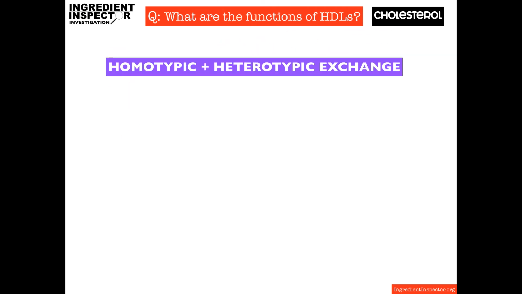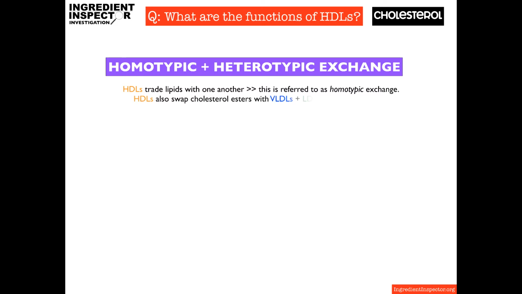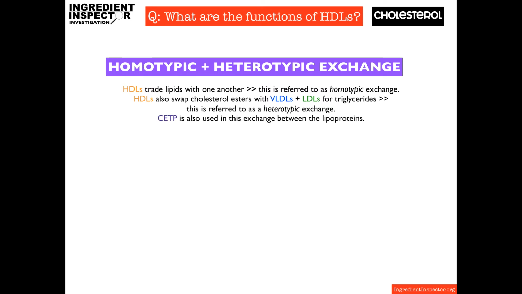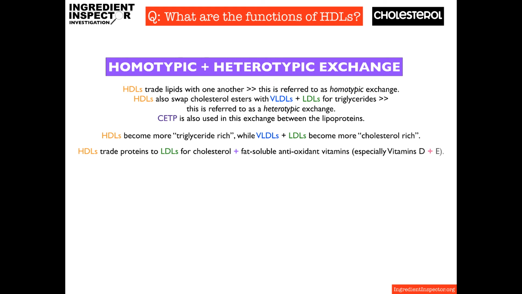Also in the functions of HDLs, homotypic and heterotypic exchange. HDLs trade lipids with one another. This is referred to as homotypic exchange. HDLs also swap cholesterol esters with VLDLs and LDLs for triglycerides. This is referred to as heterotypic exchange. CETP is also used in this exchange between the lipoproteins. HDLs become more triglyceride-rich while in the bloodstream, while VLDLs and LDLs become more cholesterol-rich. HDLs trade proteins to LDLs for cholesterol and fat-soluble antioxidant vitamins, especially vitamins D and E. HDLs deliver vitamin E to endothelial cells that line the walls of blood vessels.